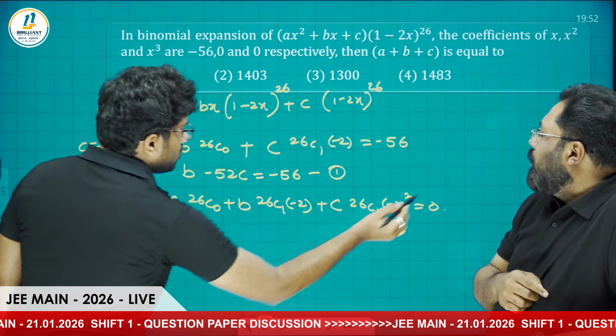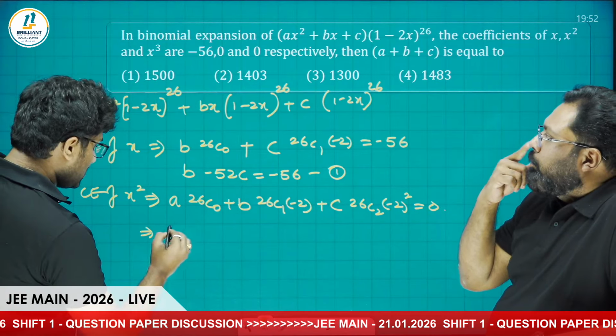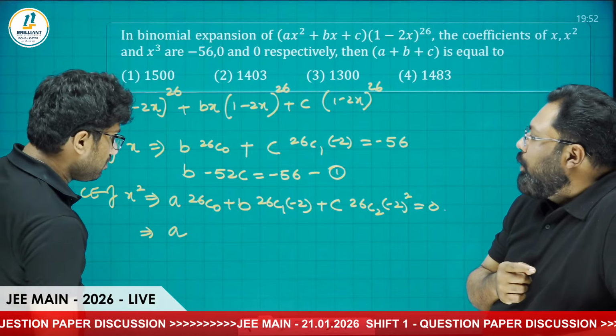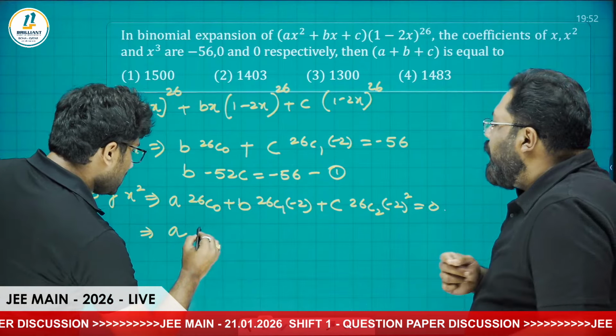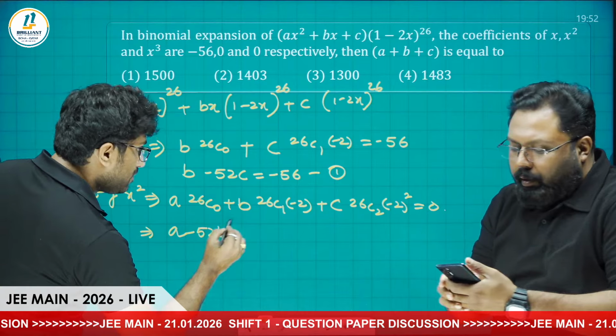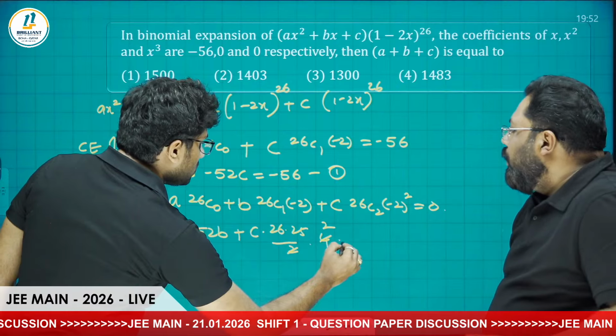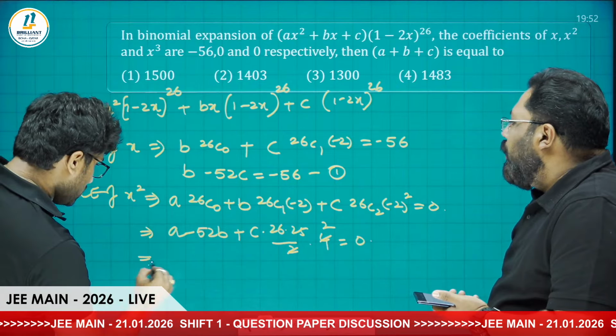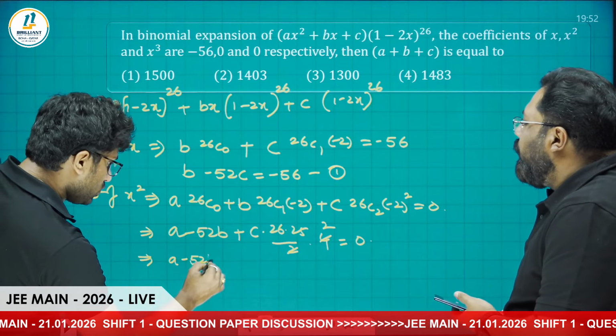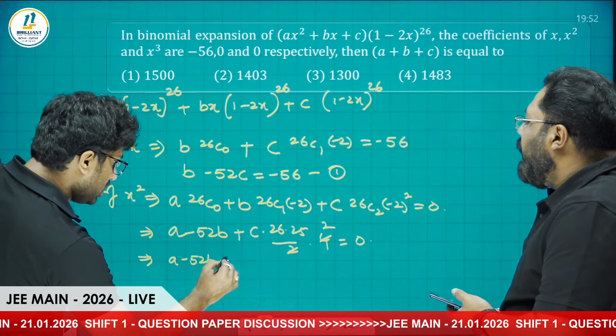This is equal to 0, they have given. So 26C0 is 1, a. 26C1 is 26, minus 52b. 26C2 is 26 into 25 by 2, into 4. 2 1s are 2, 2 2s, 25 2s are 50, 50 into 26 is 1300, that is equal to 0. So here we get a minus 52b plus 1300c is equal to 0.